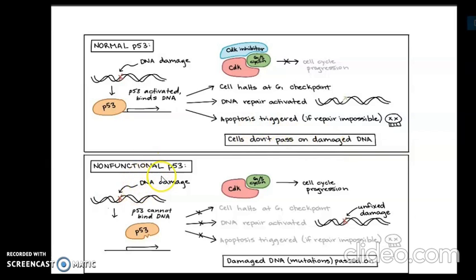In the case of non-functional p53, the DNA damage is detected but the p53 cannot bind to the DNA. Here there is no halt at the G1 checkpoint and the cell cycle progression will continue. The DNA remains damaged and unfixed. So the damaged DNA mutation will be passed on to the daughter cells of such a division.